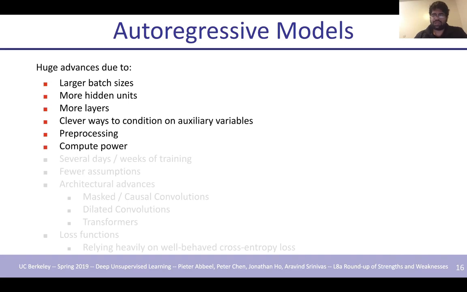Compute power: as we progressed in the last 2-3 years, we just had access to a lot more compute, like TPUs or big GPU rigs, which have lots of GPUs connected with a really fast interconnect, and therefore we're able to train data parallel models much better. We're also able to see that several weeks or days of training usually produce much better results. And also, making fewer assumptions about the whole problem.